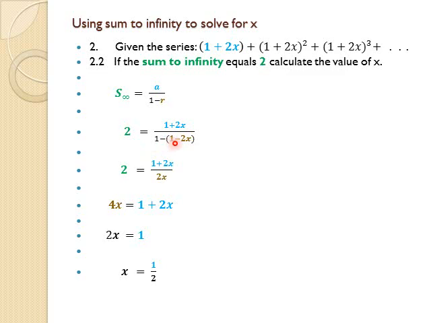So 1 minus 1 is 0. Negative times negative gives me positive. Right, so 2 times 2x, if we cross multiply, gives me 4x, and there I'm left with 1 plus 2x. If I take 2x over, it becomes 4x minus 2x, which gives me 2x equals 1, and if I divide 1 by 2, x equals a half. So the value of x here is a half.